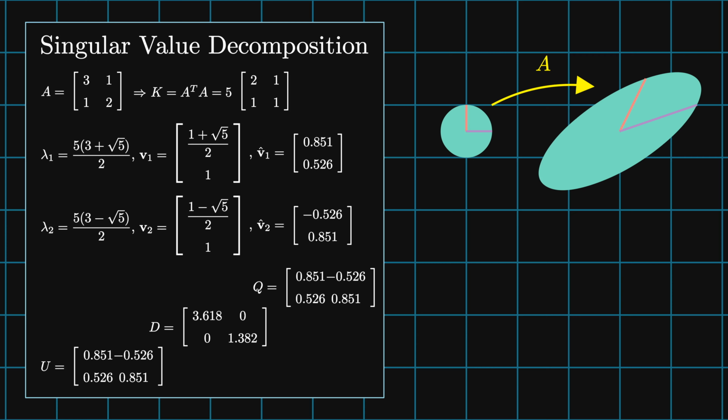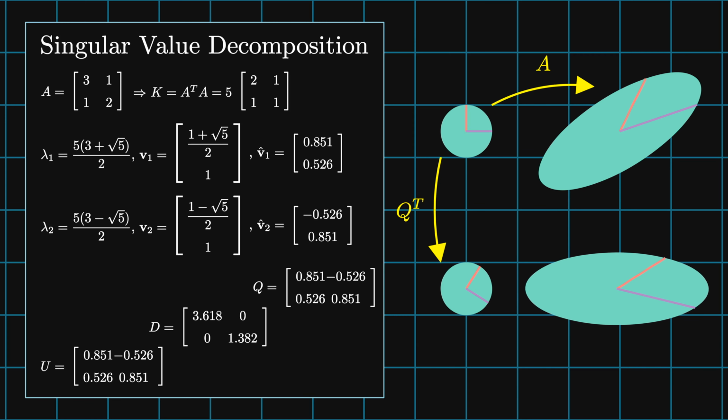We can see the effects of each of these matrices in constructing the linear transformation for A. First, Q transpose is a clockwise rotation. Then D scales the new x and y axes by the singular values sigma 1 and sigma 2, respectively.